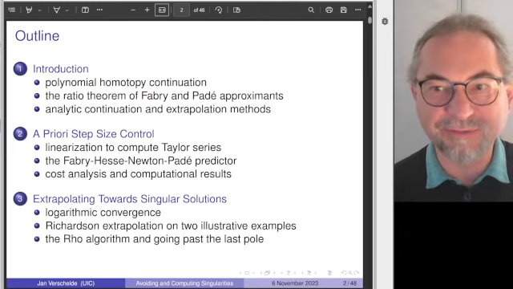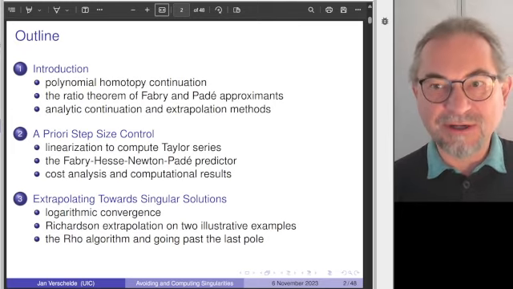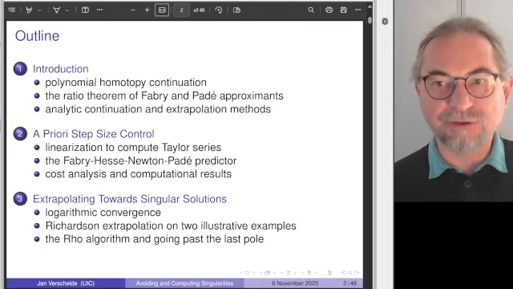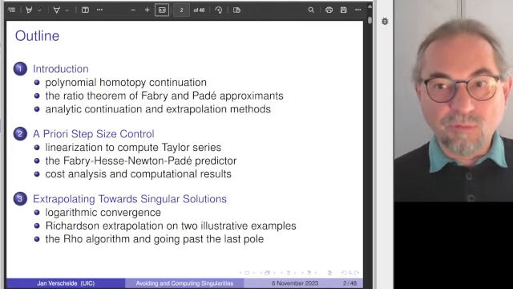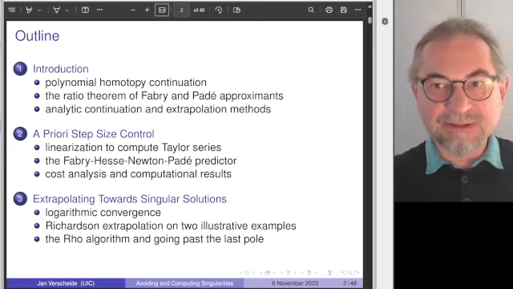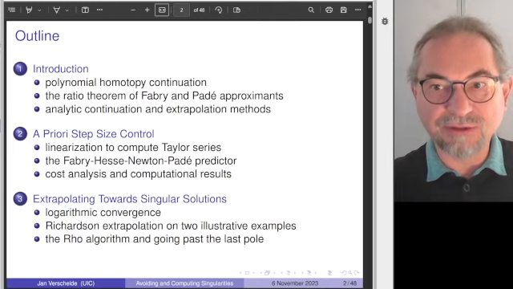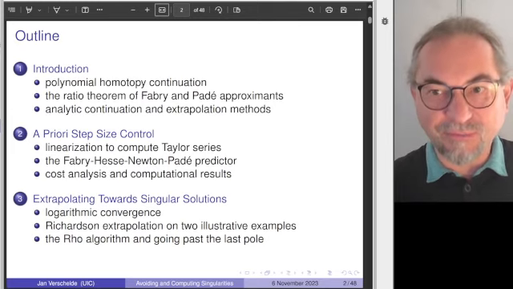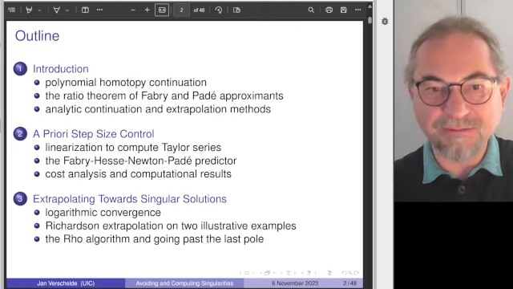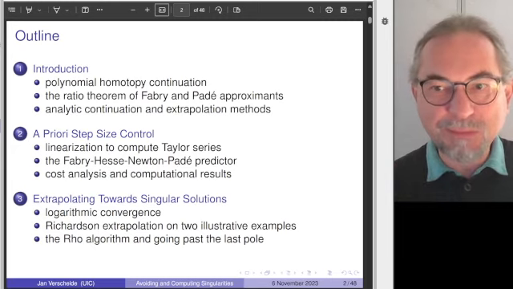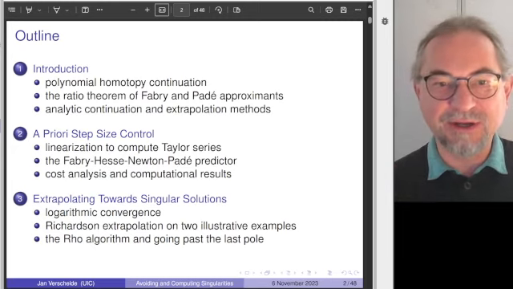Then there is the part where we want to avoid singularities. We want to adjust our step size control, taking into account the location of nearby singular solutions. When we come to the end, so in the last part of the talk, we will extrapolate towards a singular solution. We can avoid singularities, but we can also approximate them. The two problems, the two activities, are strongly related.